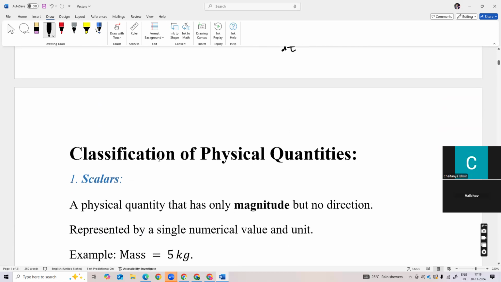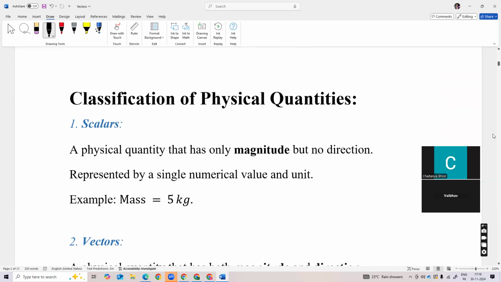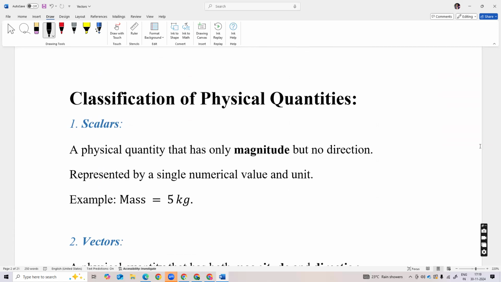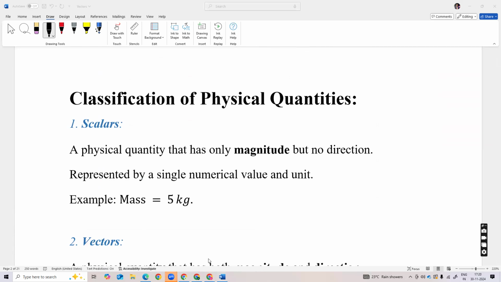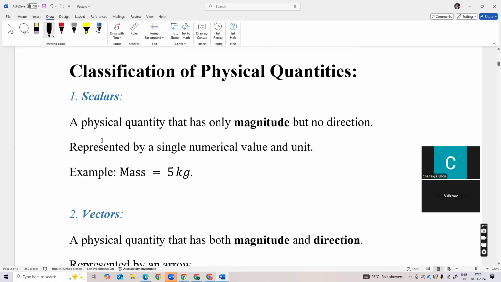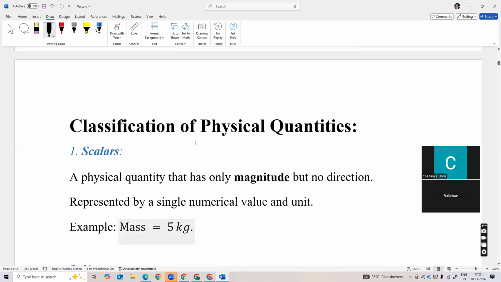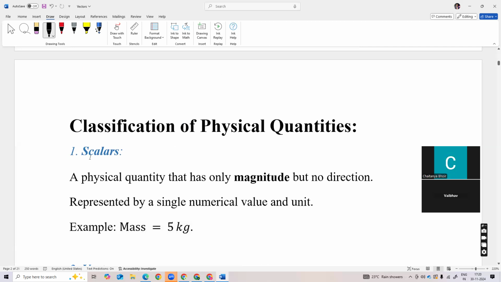Let's see another classification of physical quantities, which is scalars and vectors. There is one more type, which is tensor, and since it is not in our syllabus, we will not go into it. We will focus our attention only on scalars and vectors.